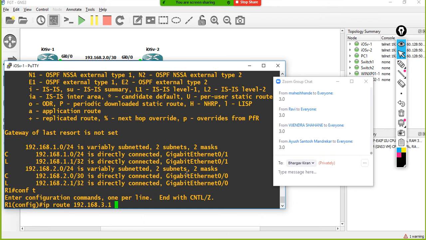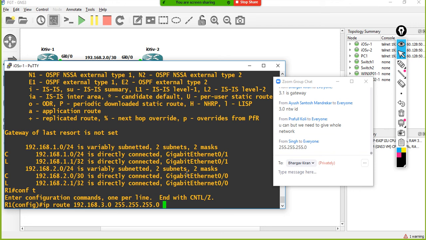Can I type 3.1? Why? I'll type it, man. What's wrong in that? What is wrong in that, guys? It's a host IP. It's a host IP. Okay, no problem. I'll write 0. Then 255.255.255.0. Yeah, subnet mask. Okay, guys.